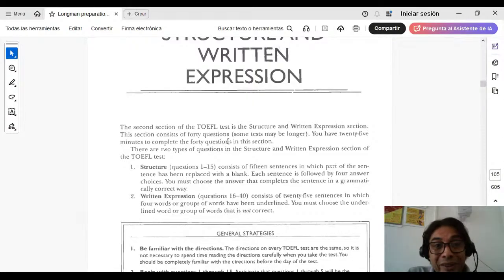Okay, so the second section of the TOEFL test is the structure and written expression section, as you can see on the screen. This section consists of 40 questions, though some tests may be longer. You are given 25 minutes to complete the 40 questions. Now, there are two types of questions in this section of the TOEFL test.